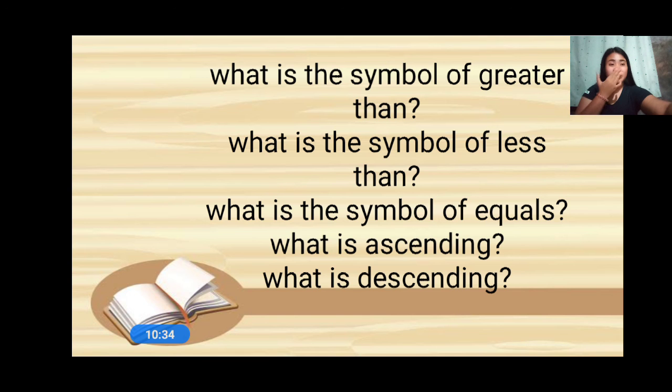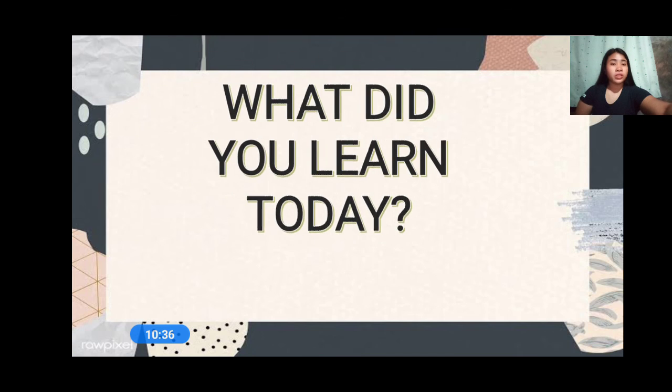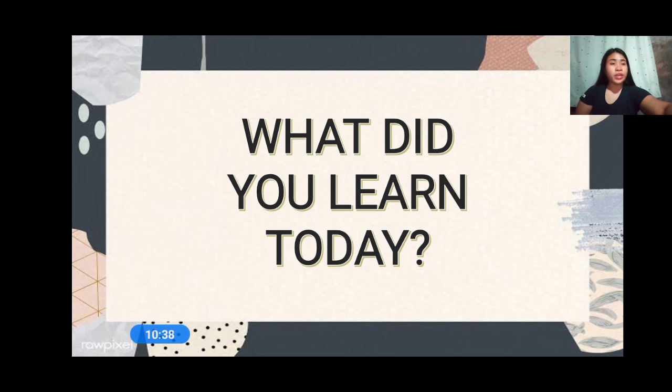Okay, so what did you learn today? Today we have learned about comparing and arranging numbers. In comparing numbers, we use the symbols greater than, less than, and equals. In arranging numbers, there are two orders, ascending order and descending order. Ascending order is least to greatest because it is increasing. Descending order is from greatest to least because it is decreasing.